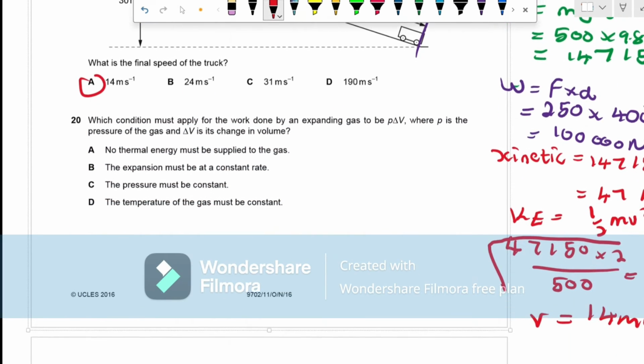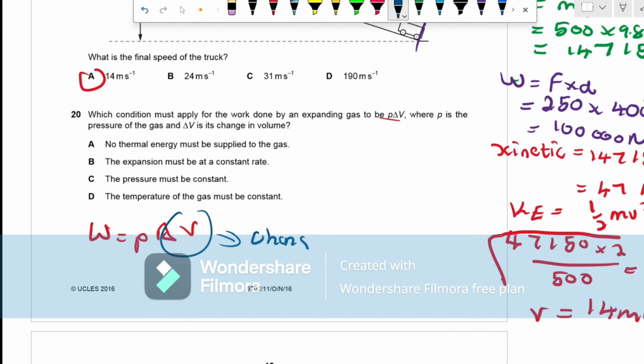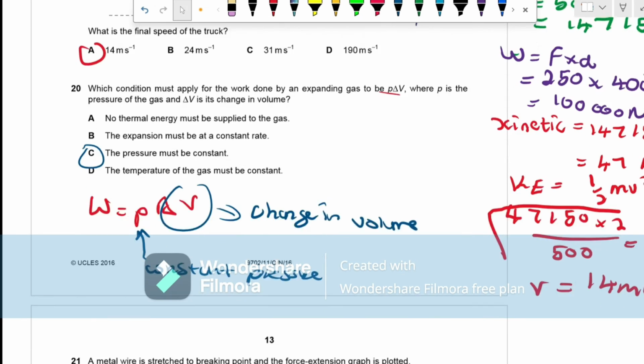Which conditions must apply for the work done by an expanding gas to be P delta V? So we know that work done is going to be equal to P delta V. The biggest rule, as you can see, this is change in volume, and this is pressure. So again, I need constant pressure. This is a must, guys. Your pressure must always be constant. That will be something that I'll be considering. Move on to question 21.